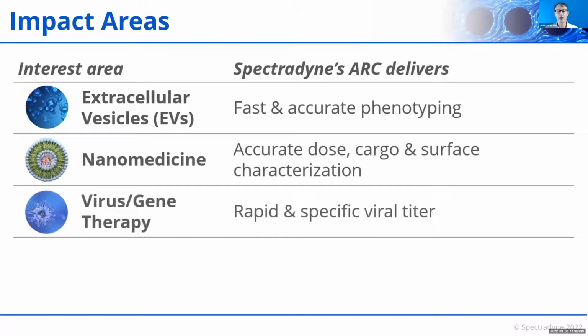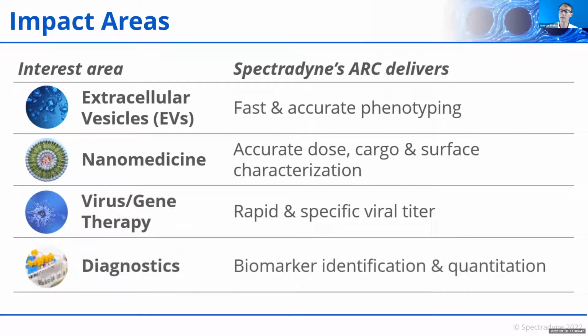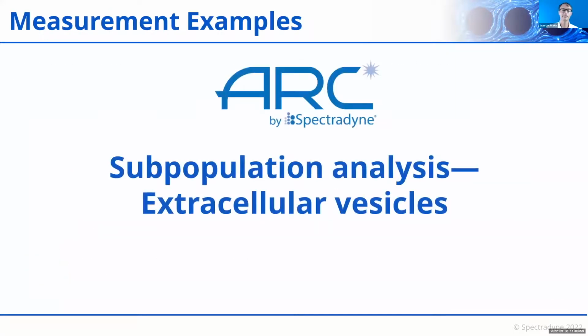In virus and gene therapy applications, the ARC delivers specific viral titer in minutes without requiring tissue culture. And finally, in diagnostic applications, Spectradyne's ARC enables the identification and quantitation of new biomarkers at the nanoscale where other technologies have not been able to perform. Let me illustrate these deliverables with some measurement examples now.